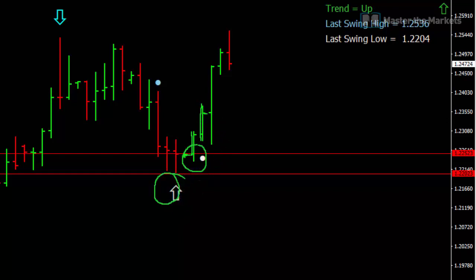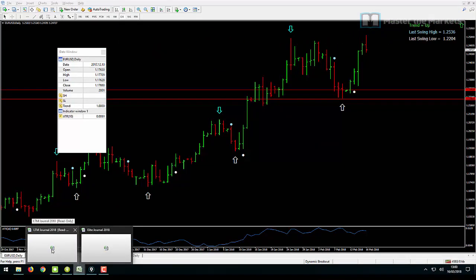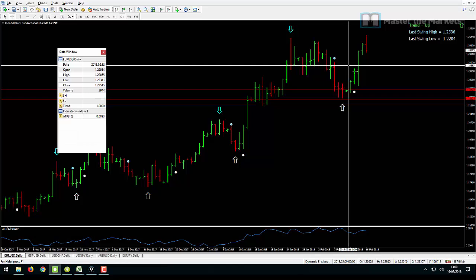And with the Money Bar strategy, what we're looking to do is hold it for 2.25 times the PSWB's range. So we actually look to do that. Interestingly, the team did make a small mistake on this particular trade, because where we should have left it to run for the target, we took it out on the close of Tuesday, and that's because that was an old set of rules that we were using.